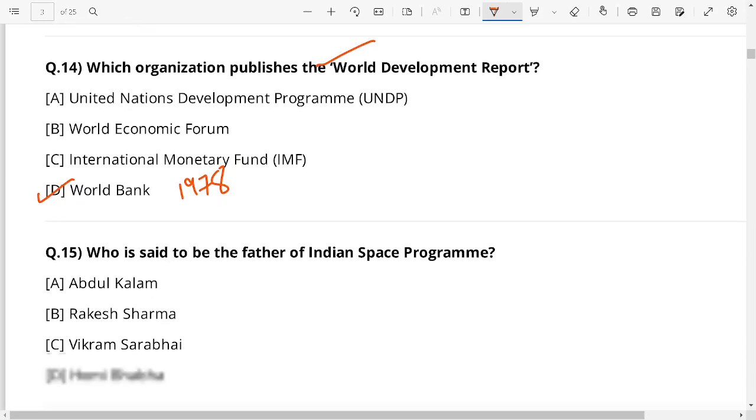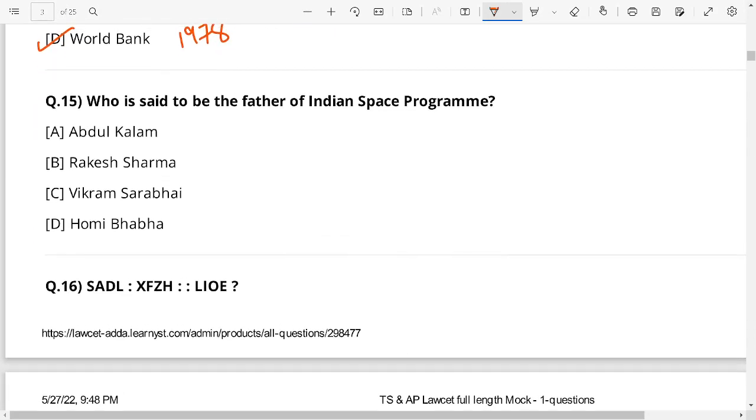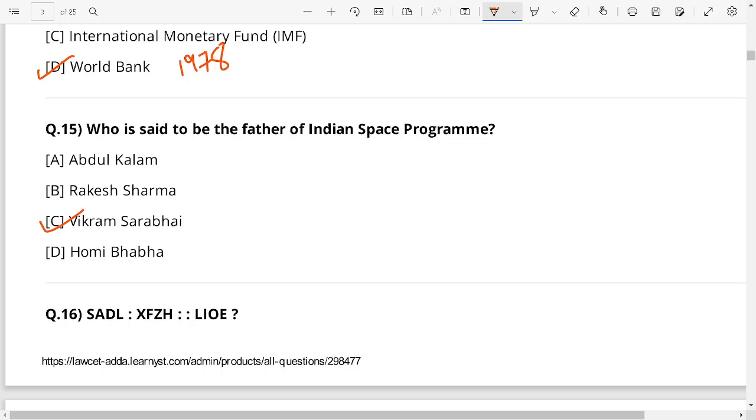Next question. Who is said to be the father of the Indian space program? The right answer will be Vikram Sarabhai. He was the one who initiated India's space research and helped develop nuclear power in the country. He was born in 1919 and is known as the father of the Indian space program. That is Vikram Sarabhai. He is also known to have established ISRO, that is the Indian Space Research Organization. Very, very important. Next question.